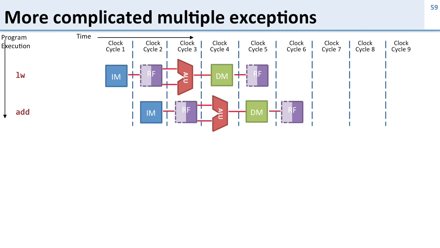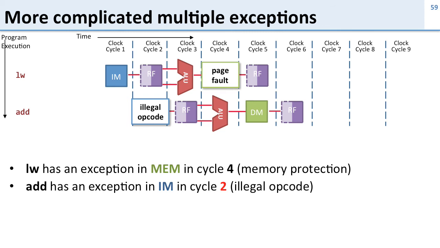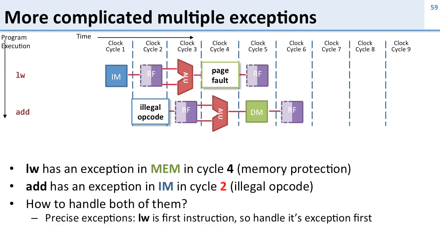We can even make this more complicated. Say the load word instruction has the same page fault exception, but now say the add one has an illegal opcode exception in cycle 2. What's the right way to handle this? Well, we have the load word, which is the first instruction, having an exception in cycle 4, and add, which is the second instruction, is having an exception before it in cycle 2. So how do we handle both of them?